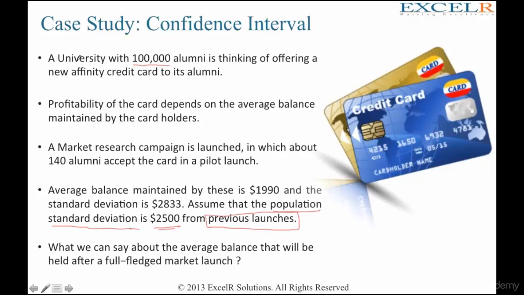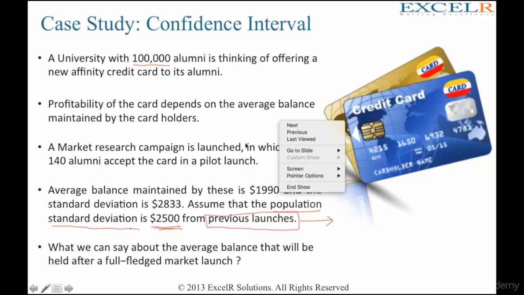So previously your university has launched a similar kind of credit card, and based on that, the average balance of 100,000 people happens to be $2,500. But in majority of the scenarios, you will not have this value. Maybe the university is trying to launch for the very first time. So you would not have the previous launch details.